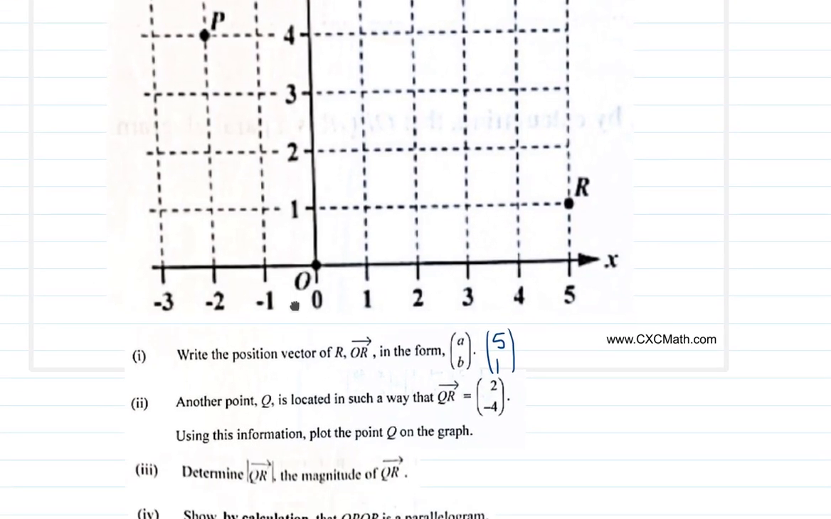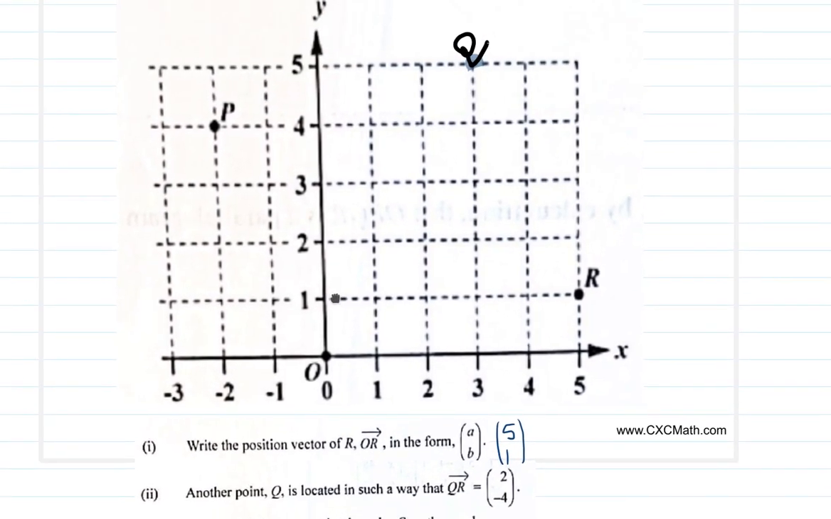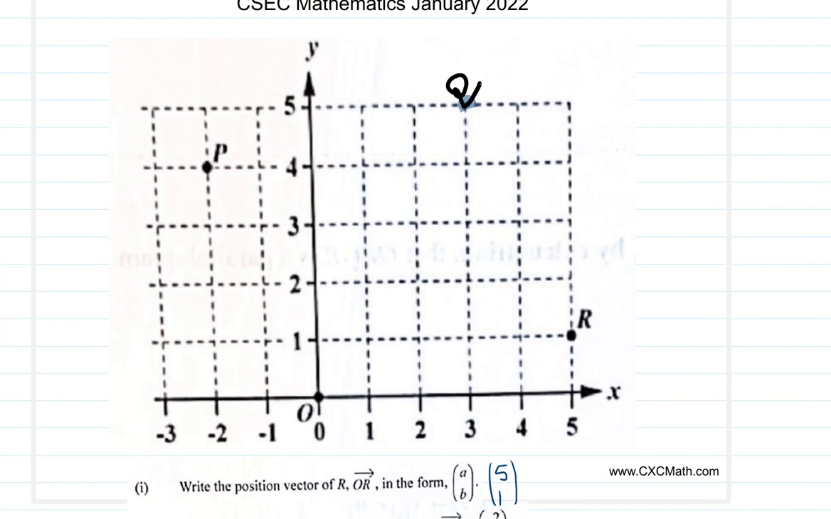Let's see how that works out. The magnitude of QR. QR would be this vector. Alright? Now, let us form a right angled triangle where QR would be the hypotenuse. This is the right angle here. Alright?